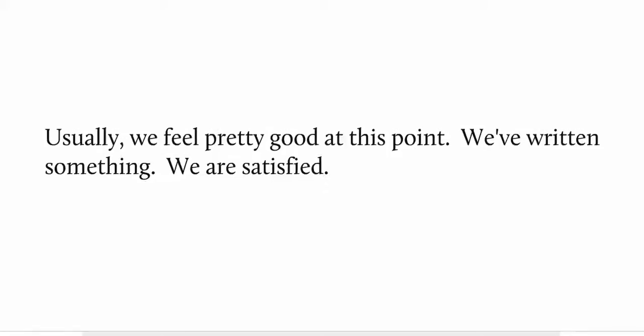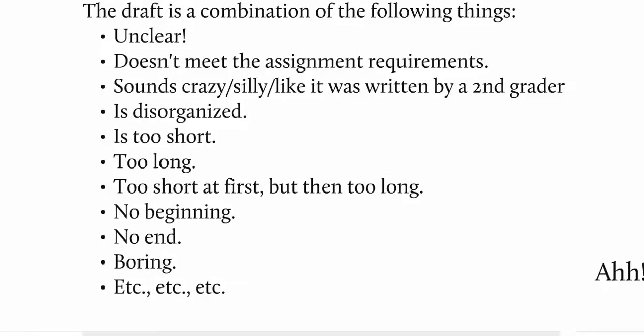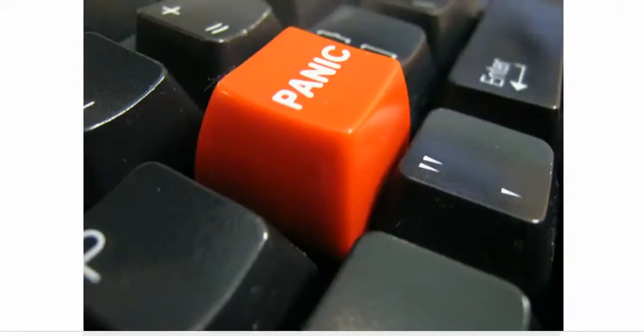We've written something. But then usually you go back and you look at what you've written, and you realize, well, maybe it's not so good. Lots of things could happen. The draft maybe isn't clear. Maybe it doesn't meet the assignment. Maybe it's disorganized. Maybe there's no beginning, no end. Maybe it's boring. Whatever. We realize there's lots of problems with this piece of writing. So we try not to panic. We really try hard. Sometimes we have to call our moms.